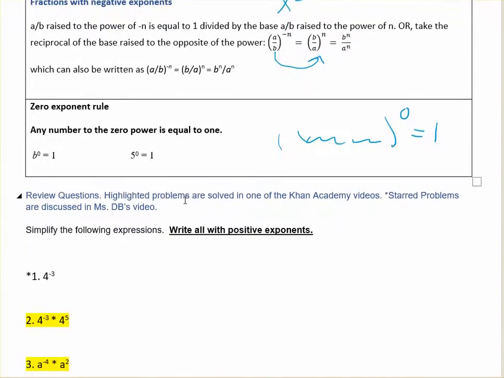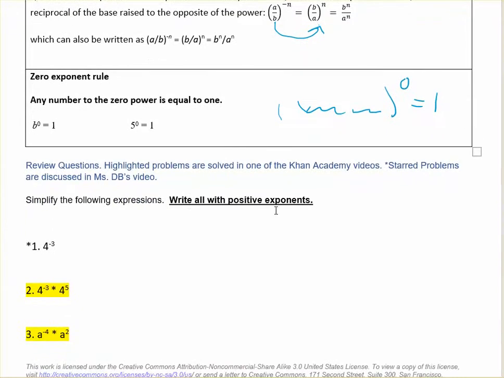So on this worksheet, we are going to write all with positive exponents. Those that are highlighted in yellow are solved in the Khan Academy videos. There's 3 of them, so you may have to search a bit to find them. The ones with stars by them I'm going to do in this video.